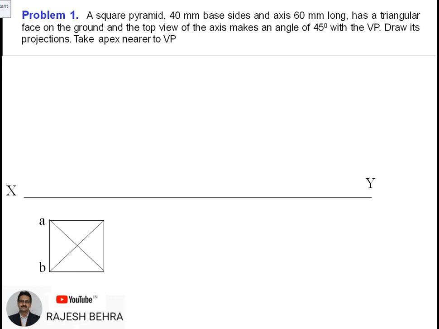If we are keeping the base edge in the HP, then the entire base will be in HP, and this base can be seen as a true shape from the top view. So we are satisfying the condition of HP in the first stage. We are keeping the base edge in HP. CD is the important part of the object. Axis height has been fixed to 60.